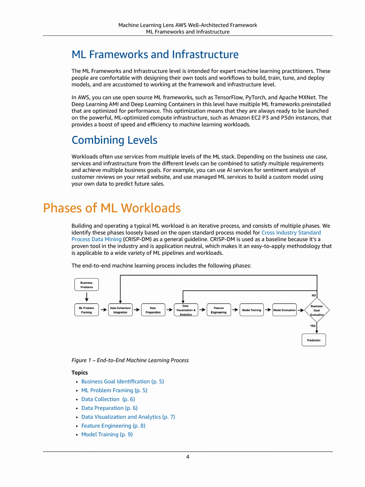Combining levels. Workloads often use services from multiple levels of the ML stack. Depending on the business use case, services and infrastructure from the different levels can be combined to satisfy multiple requirements and achieve multiple business goals. For example, you can use AI services for sentiment analysis of customer reviews on your retail website, and use managed ML services to build a custom model using your own data to predict future sales.